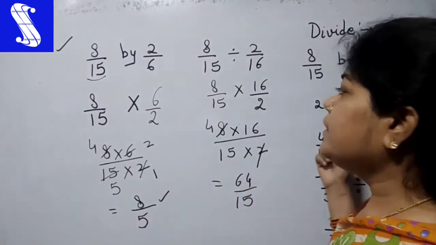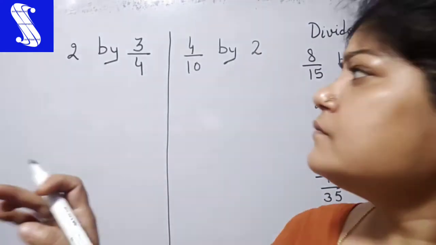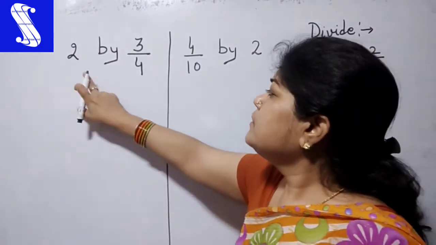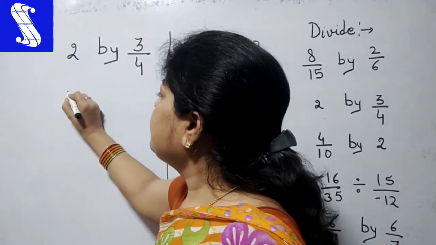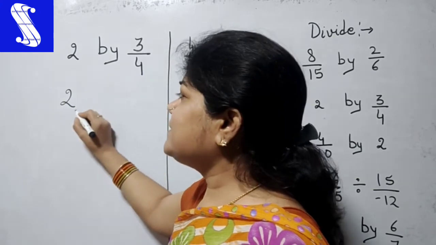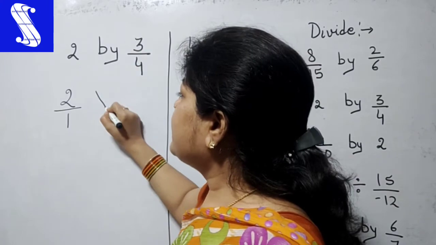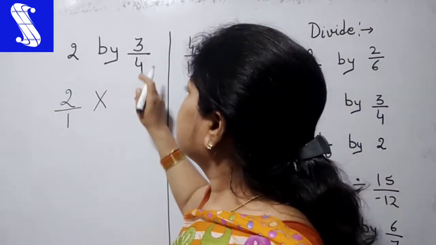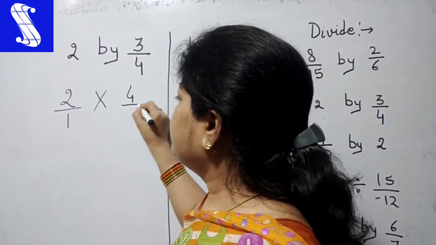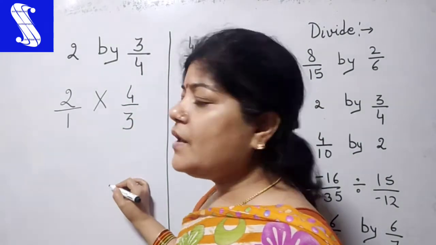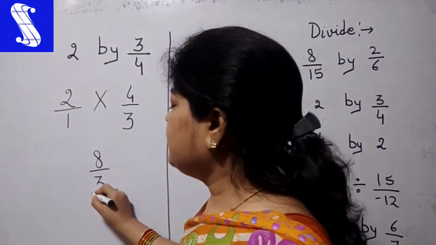I am going to explain a little bit more examples. Now, if we have this question, 2 by 3 by 4. As we did earlier, we simply write 2 as it is over 1. In place of by, we write into 3 by 4. You have to reverse it, 4 by 3. Now it becomes 8 over 3.